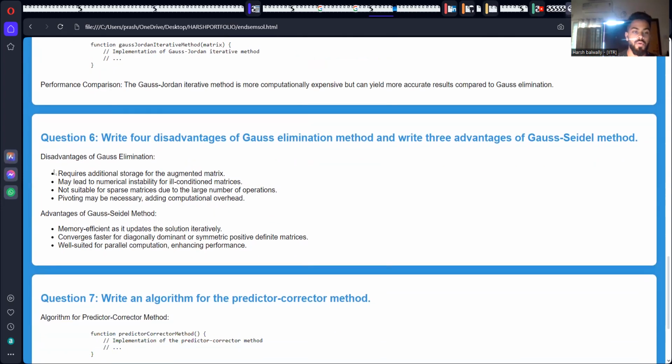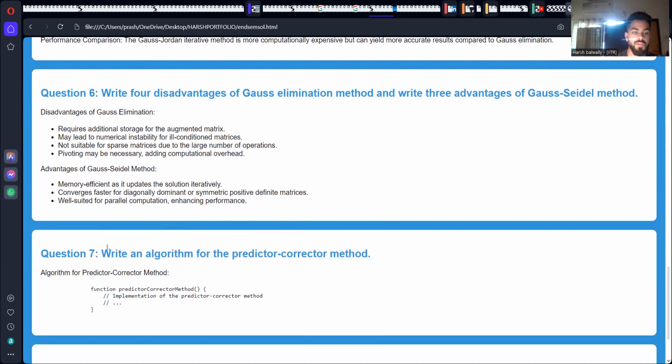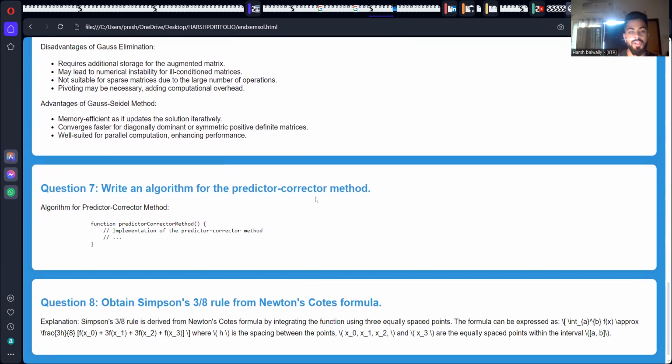The disadvantages of the Gauss elimination method are: it requires additional storage for the augmented matrix, it may lead to numerical instability for ill-conditioned matrices, it is not suitable for sparse matrices due to the large number of operations, and pivoting may be necessary, adding computational overhead. The advantages of the Gauss-Seidel method are: it is memory efficient as it updates the solution iteratively, it converges faster for diagonally dominant or symmetric positive definite matrices, and it is well suited for parallel computation.